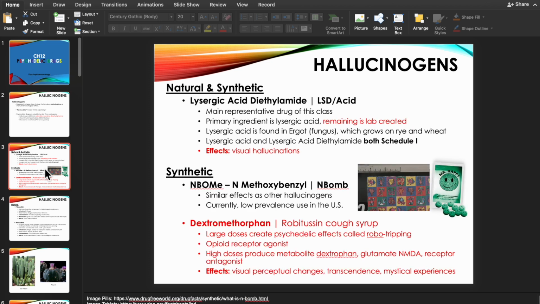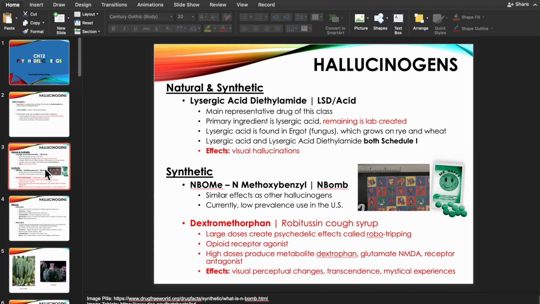With almost every class of drugs we've talked about so far, there typically are natural and synthetic combinations, and synthetic, which is completely lab created. Lysergic acid diethylamide, LSD, which is also called acid, is part natural and part synthetic. The natural primary ingredient is lysergic acid, and lysergic acid is actually found in ergot, which is a fungus which grows on rye and wheat. Both lysergic acid and LSD are Schedule 1, which means that they have high abuse potential and zero medical use.